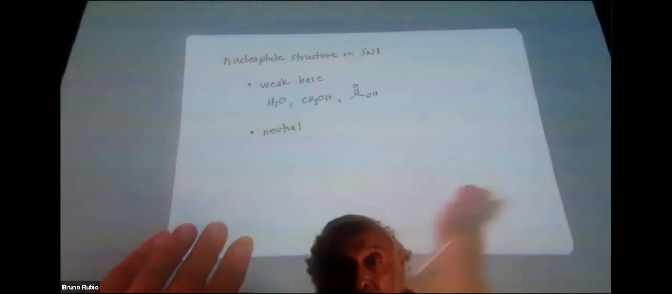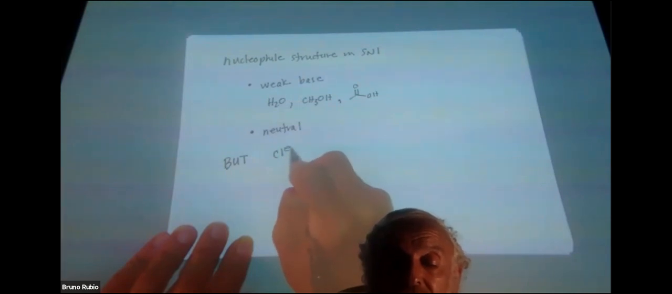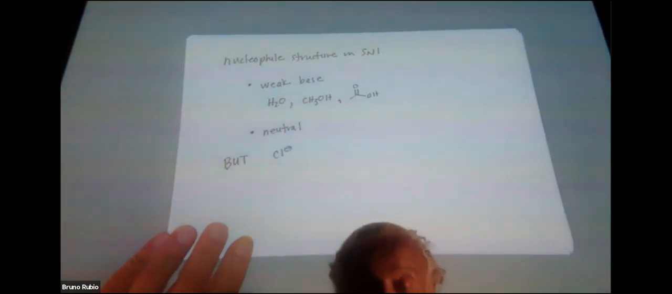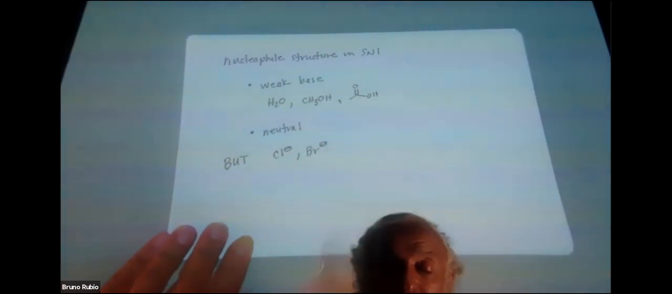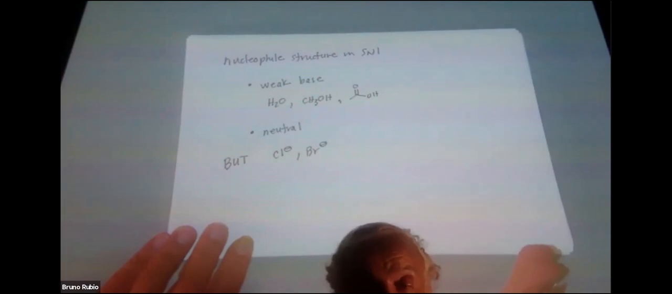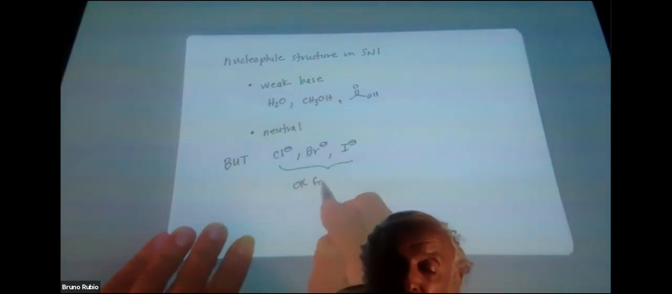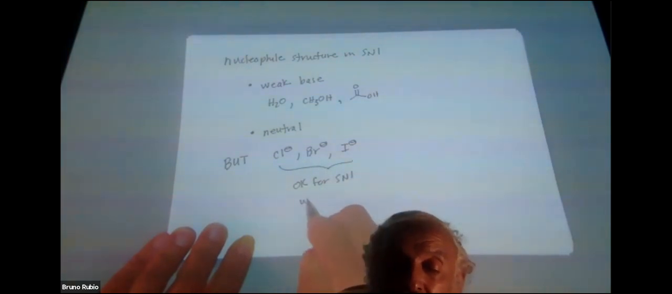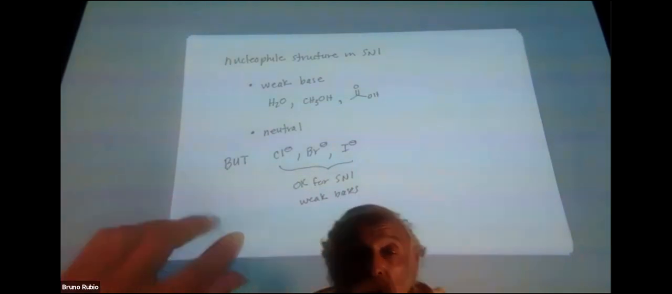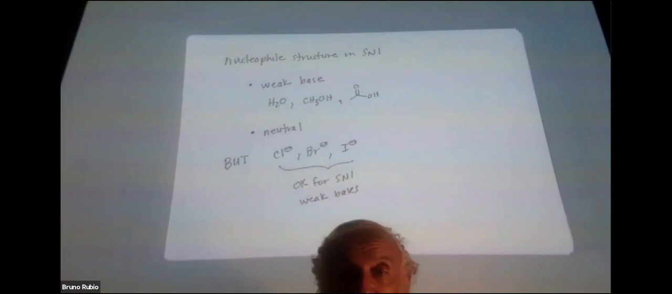But the truth is so messy, right? But chloride, that's anionic, but it's a very weak base because HCl is a strong acid. Br minus, that's a weak base because HBr is a very strong acid, and this guy is anionic. Same goes for I minus. All of these are okay for SN1, principally because they are weak bases. So that's an important exception when we're talking about what an SN1 nucleophile can and cannot be.